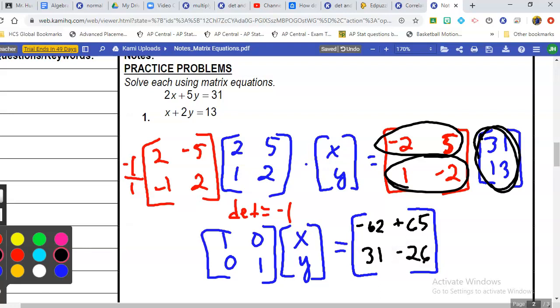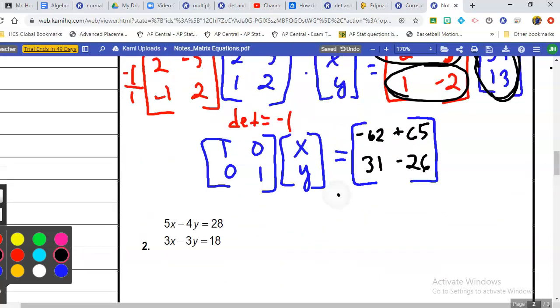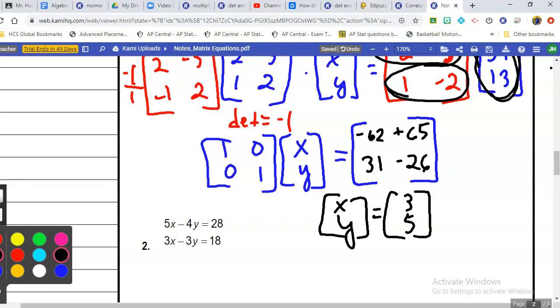So we finish up with x, y equals negative 62 plus 65, which is 3. And we get that 31 minus 26 is 5. So our solution is x is 3, y is 5.